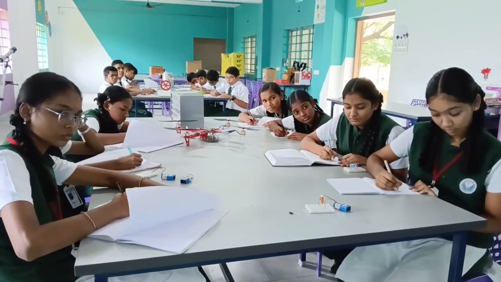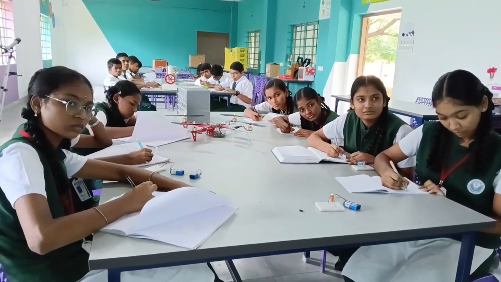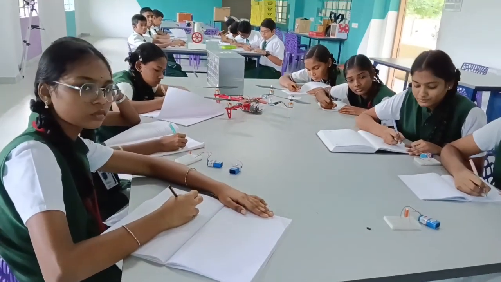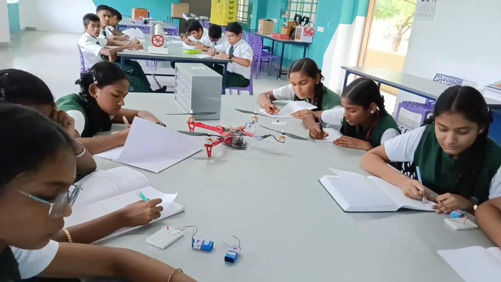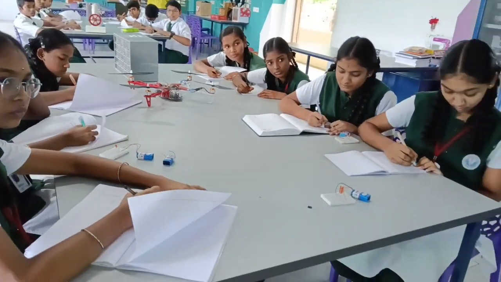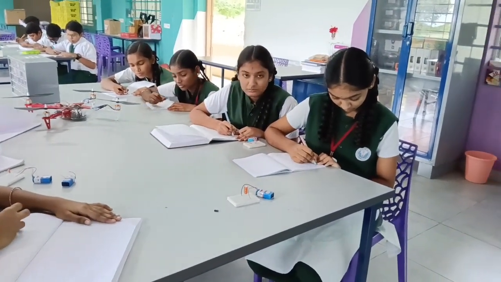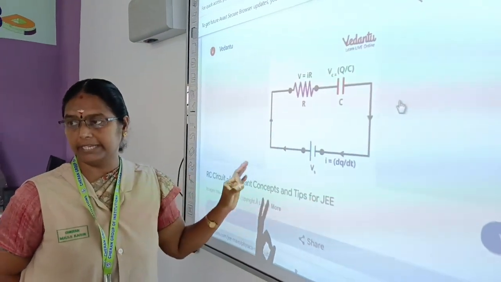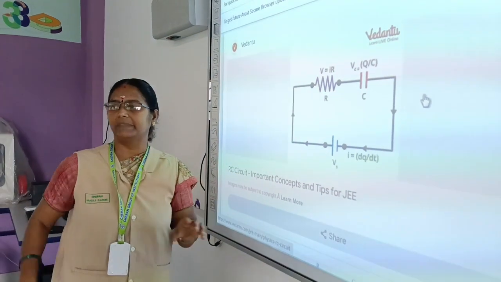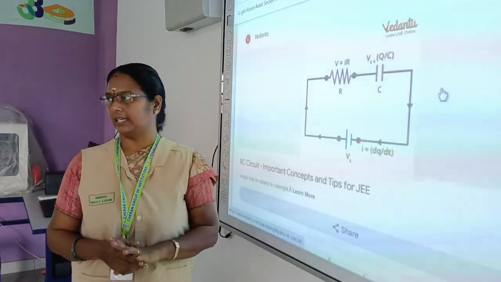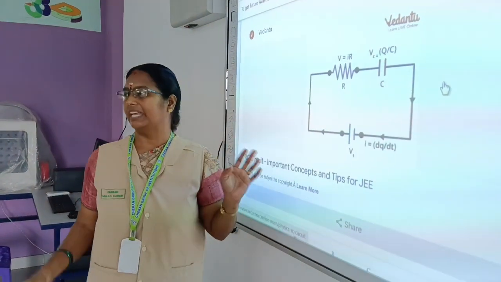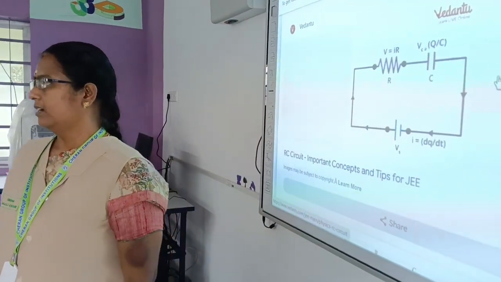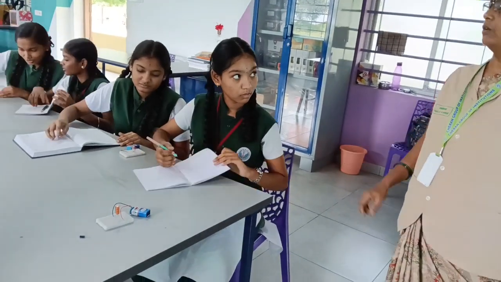First we join the battery positive with one end of the resistor, the next end of the resistor with the capacitor, and the next end with the battery negative. So the circuit diagram is made. After seeing the circuit diagram, we connect it in the practical class. This is the main circuit diagram, and then we connect it on the board.